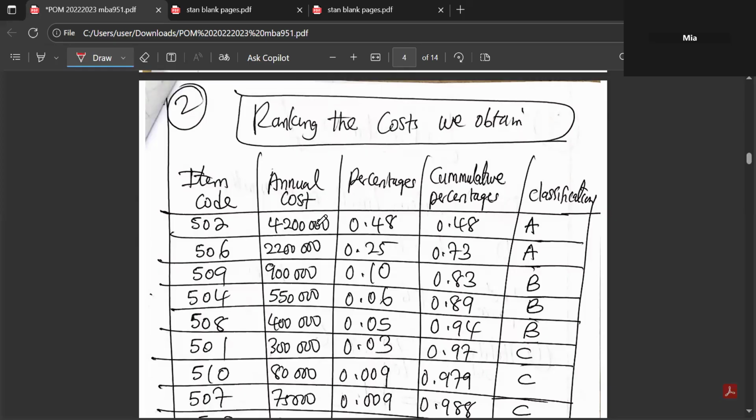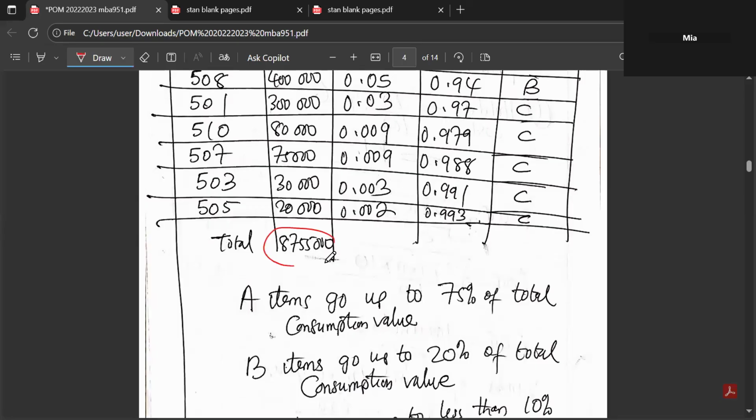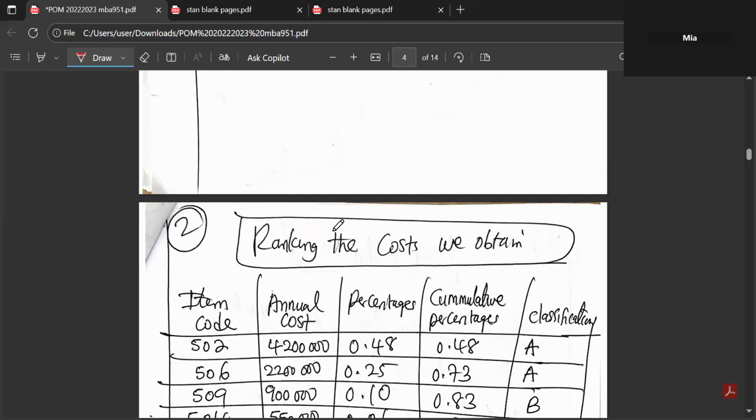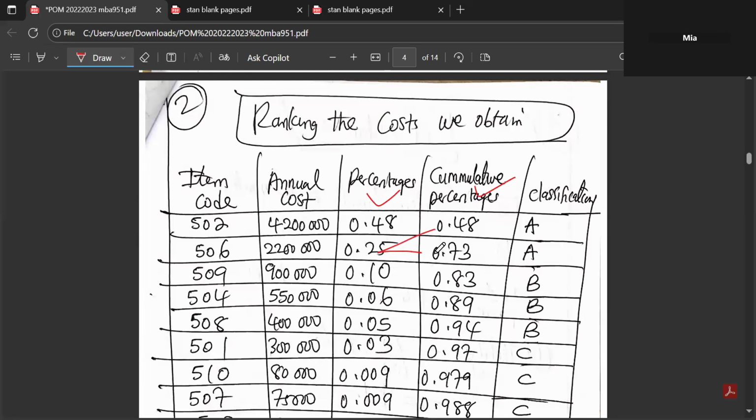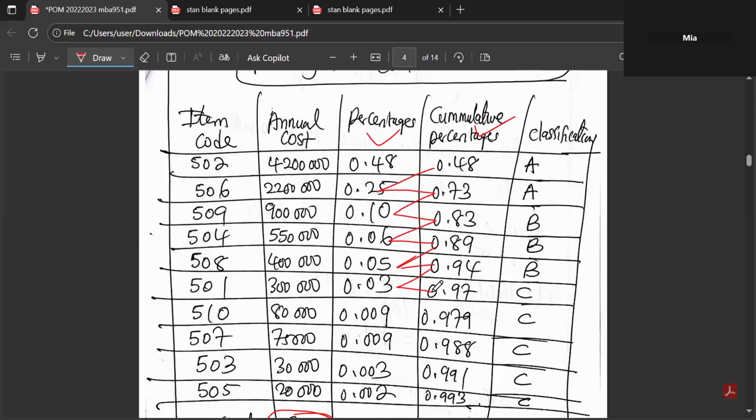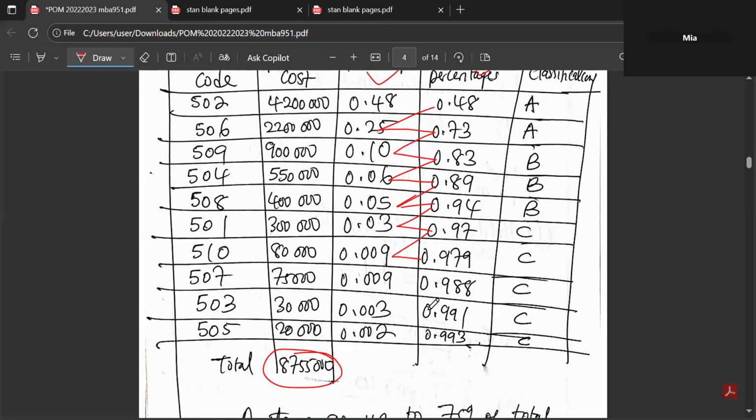So find the percentage of the total amount. So 4,200,000 divided by the total, we're getting the percentage of 0.48. The cumulative percentage is 0.48 here. Start adding them. This is how you're getting the cumulative percentages. Okay. So from here, these are cumulative percentages.